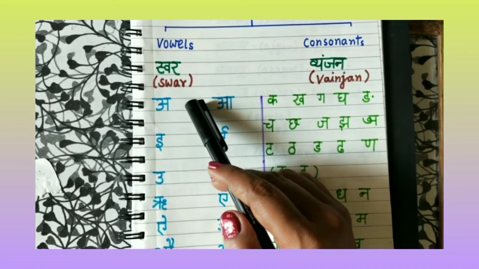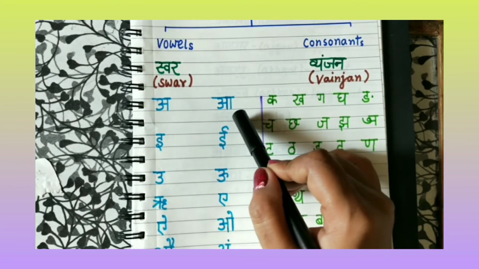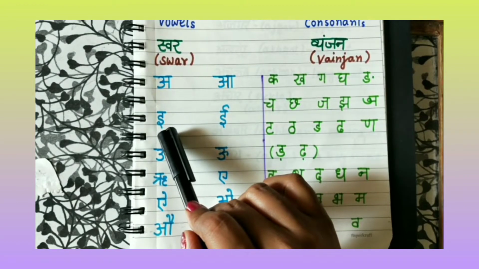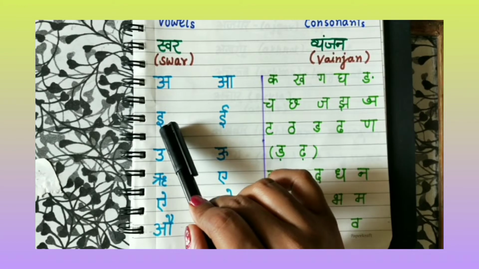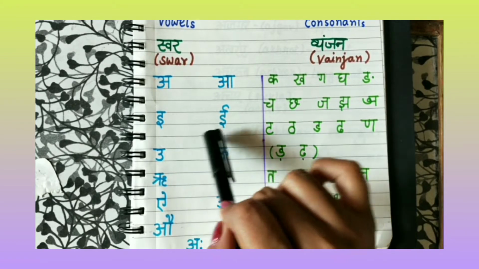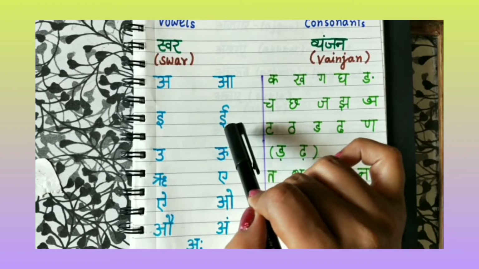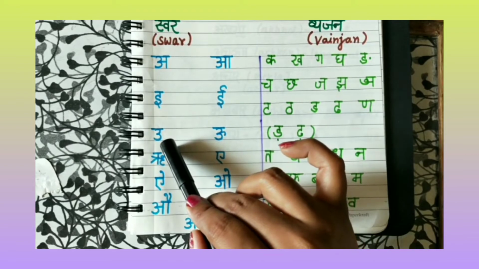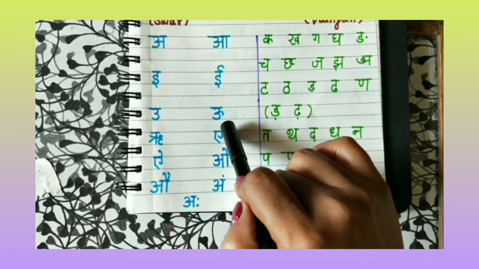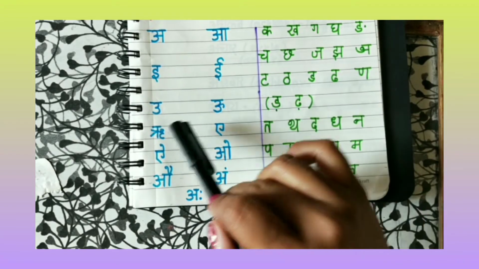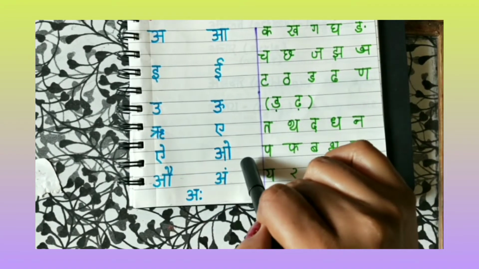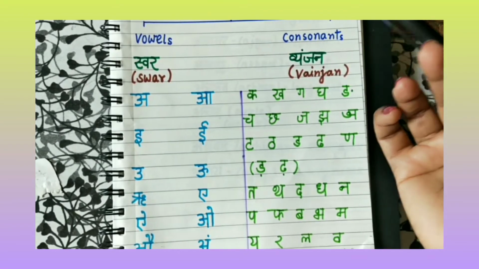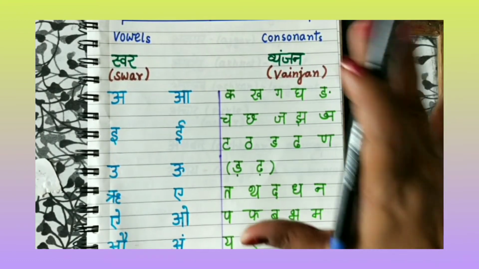Just open your mouth slightly, and for this one, open your mouth fully. Say A. Next is E. This is called choti E, or short E. This is badi E, or long E. You give stress. Then U, choti U or short U, and this is long U or badi U. Ri, E, I, O, Au, Aha. With these vowels we will make the symbols, or matra, later. Today I am just introducing the letters only.